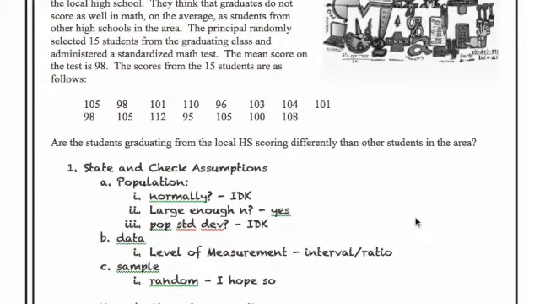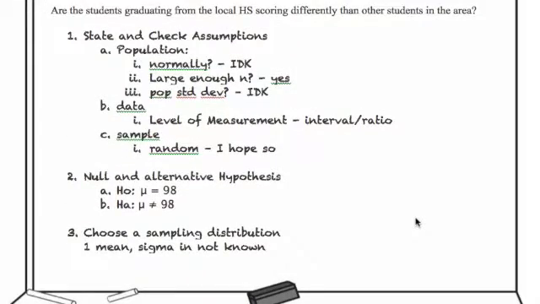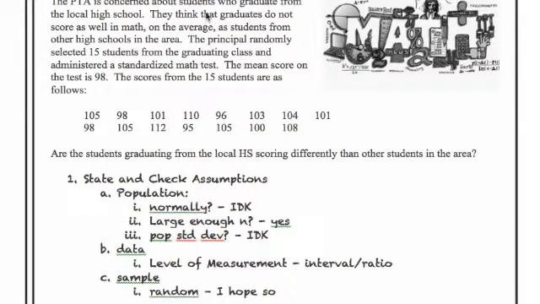So I've gone ahead and laid out a hypothesis test. I've laid out the six steps. And of course, we start with stating and checking assumptions. We have assumptions about, to start with, the population. Is it normally distributed? And frankly, I don't know if scores in this math test are normally distributed. Do we have a large enough n? Yes, we do. So the central limit theorem now comes into play, and the sampling distribution will be normally distributed.